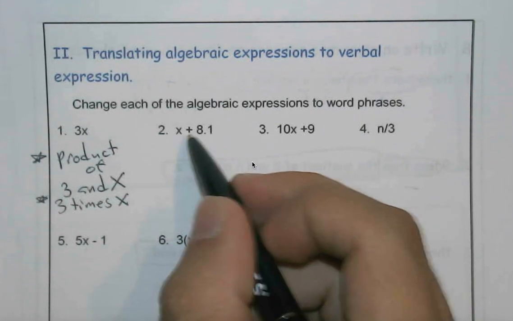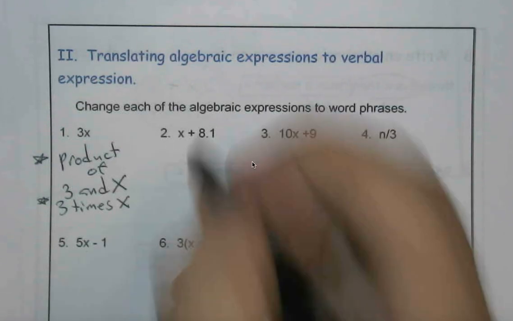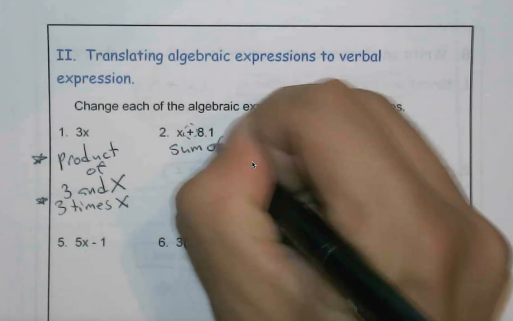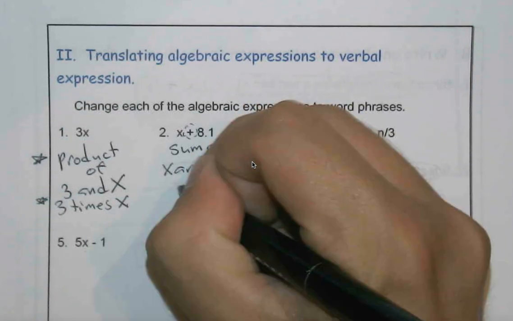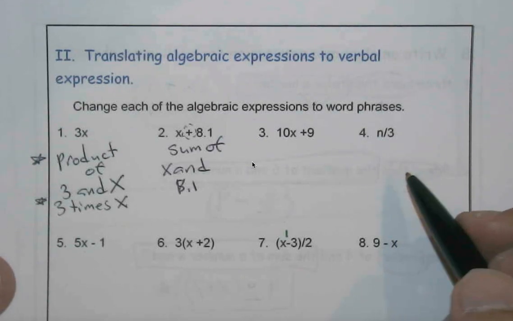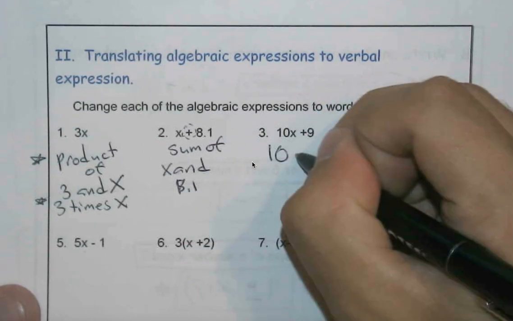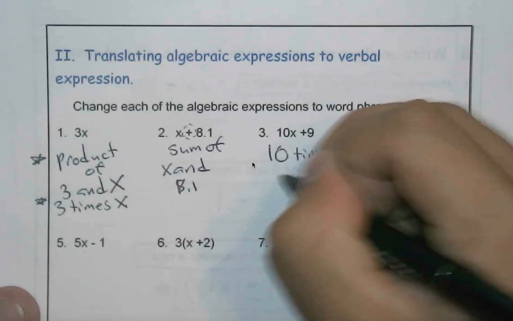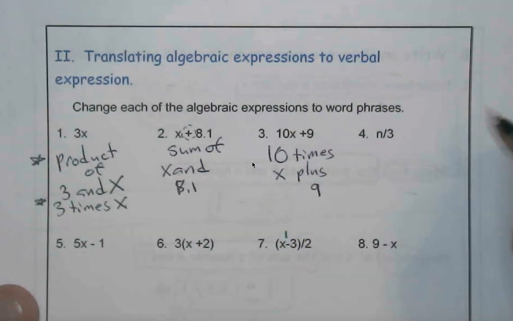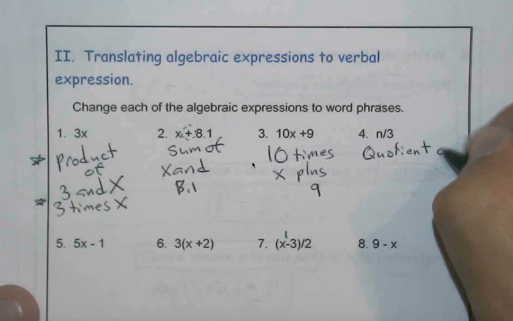We have the sum of x and 8.1. I know this is a sum. Why is this a sum? Based off of the addition sign, this is a sum. So this is the sum of x and 8.1. We have the sum of 10 times x plus 9. The quotient, because we're dividing, quotient of n over 3 or n/3.